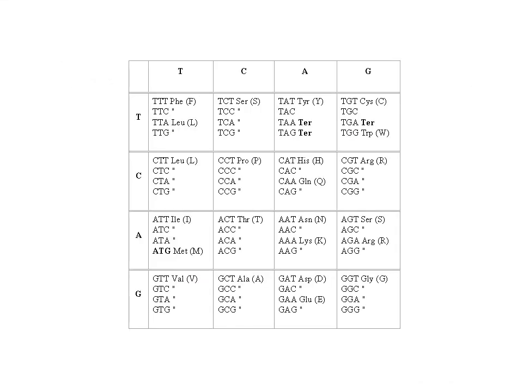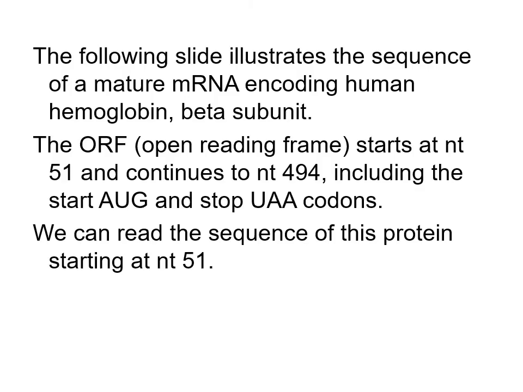So here's our genetic code. We're going to learn how to read this. We'll have some practice reading this next time. Again, I want to show your globin RNA, just to make a point about stop codons. Remember the open reading frame starts at nucleotide 51, continues to 494 rather, and it includes the AUG and UAA start and stop codons.